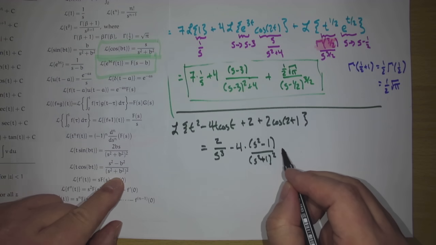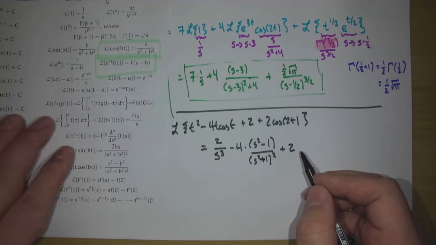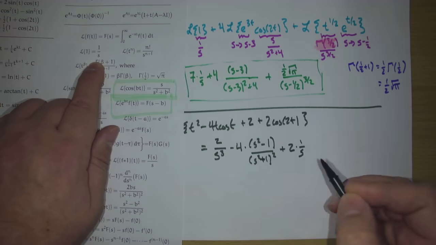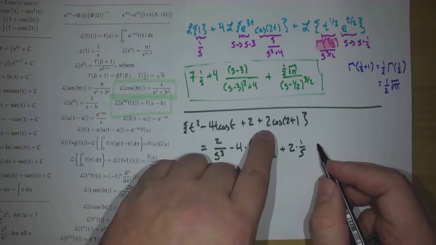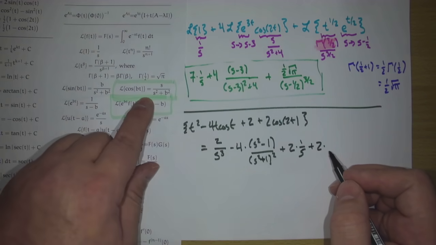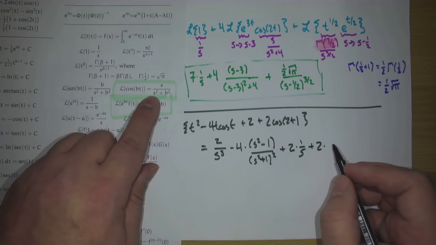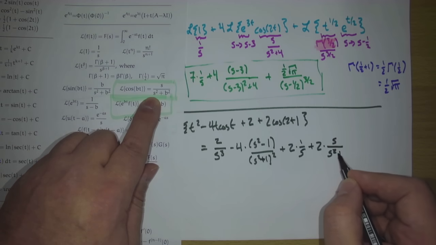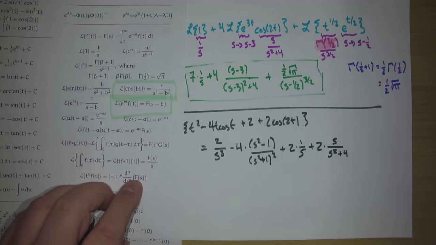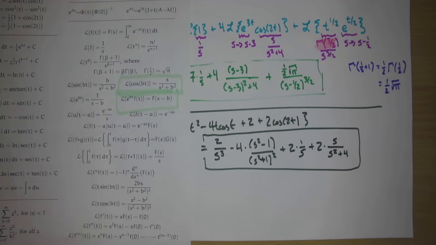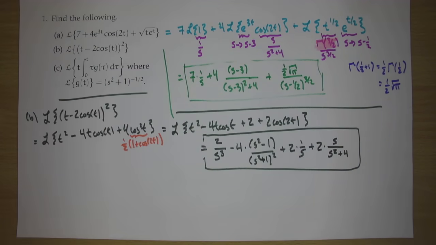Then 2 is 2 times 1, so you can pull out the 2, and then 1 we know how to handle. That's 1 over s. And now we have finally another 2 that can come out, and cosine 2t. Well, that's b equals 2, so that would be s over s squared plus 2 squared, so s squared plus 4. And we're done. So that's our answer. All right, any questions for A and B?